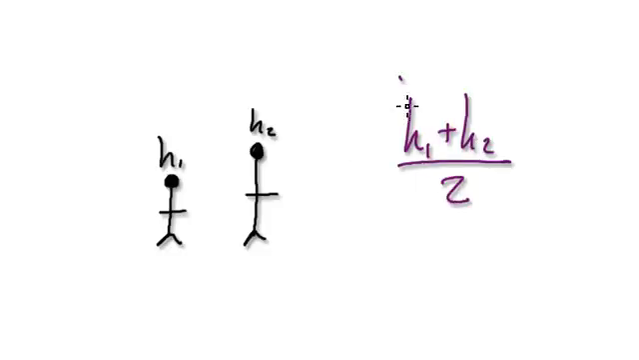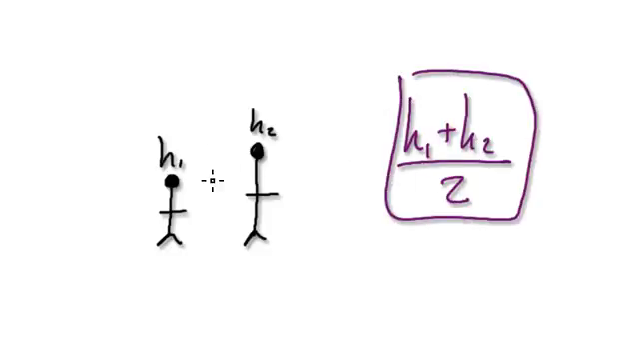So if you have two people, one of height h1, a short person, and then you have another taller person of height h2. If you get h1 plus h2 and then divide by 2, then this thing here represents the average of the two heights.